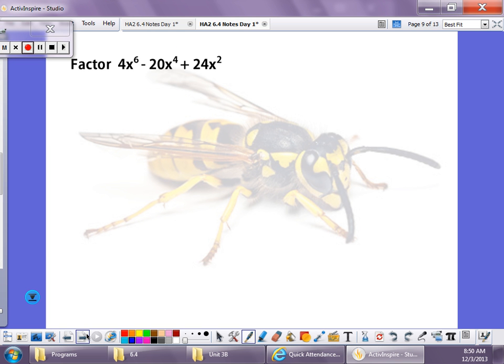The next thing we're going to look at is what I like to call the quadratic on steroids. Okay? The quadratic on steroids. So first, we look at this. We notice we have a 6, a 4, and a 2. So that's the same pattern as 2, 1, 0. But before we even look at that, we can simplify this by factoring something out. I can factor out a 4. What else? X squared. Good. So I'm left with x to the 4th minus 5x squared plus 6.